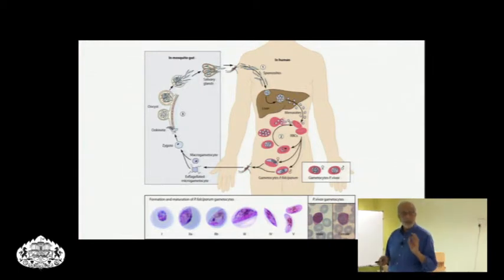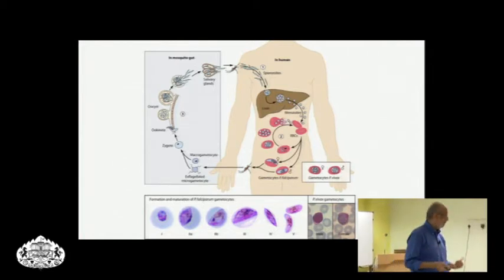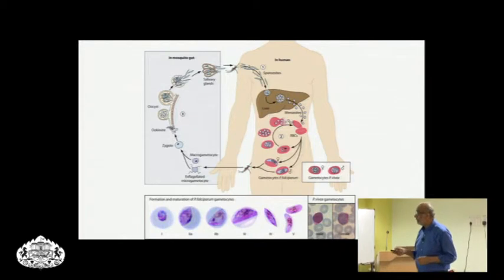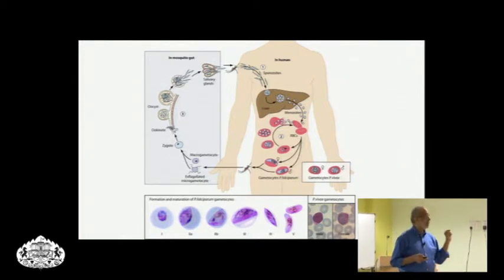Okay. So only females bite. They have to bite because they need to lay eggs, and they need the hemoglobin and all the proteins that come from that, and have a source of iron. So when the female anopheline mosquito bites, she injects what are called sporozoites.